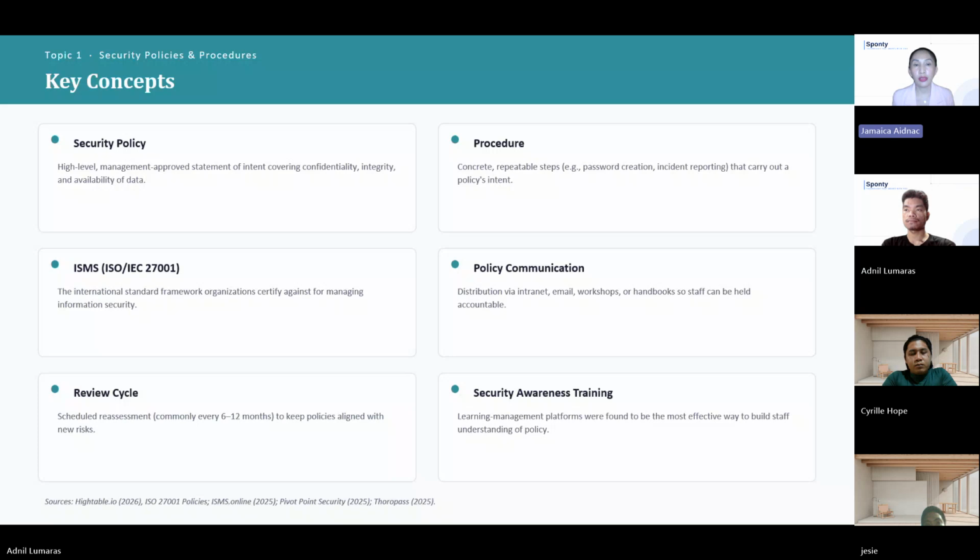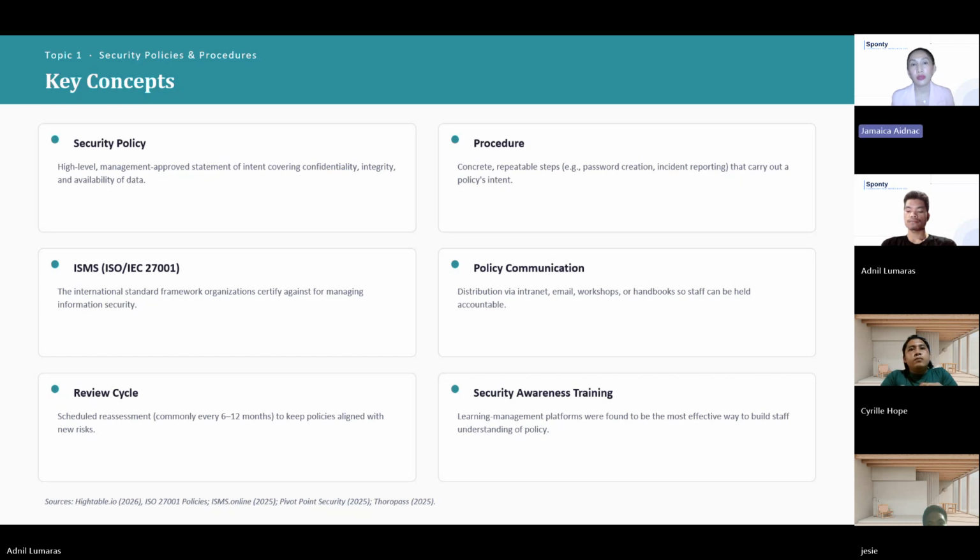Ownership also matters. Each policy should have a named owner, often a department head or a CISO's office, who is responsible for keeping the document accurate, scheduling its review, and answering questions about it. Without a named owner, policies tend to quietly go stale, referencing systems that have been retired or roles that no longer exist. Now we have the common challenges and pitfalls.